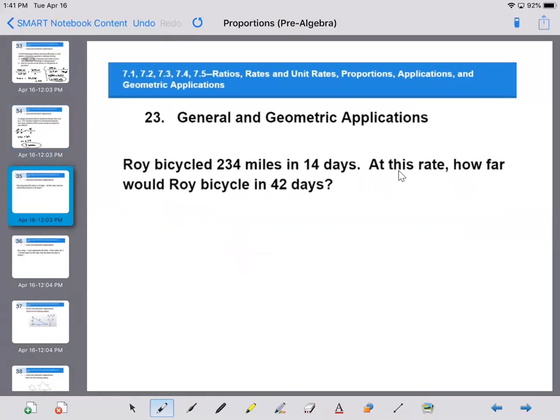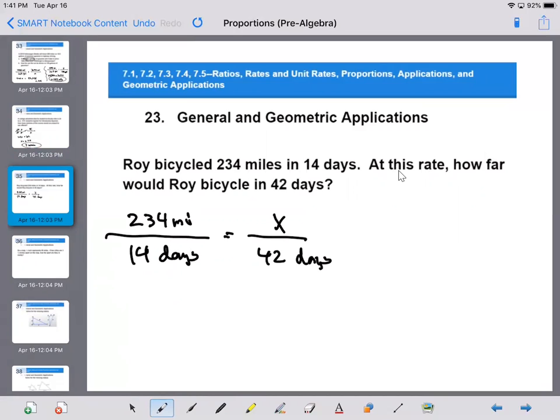So Roy bicycled 234 miles in 14 days. At this rate, how far would Roy bicycle in 42 days? So we would take 234, multiply it by 42, and 14 times X is equal to 9,828. I want to divide that by 14. So X is 702 what? 702 miles.